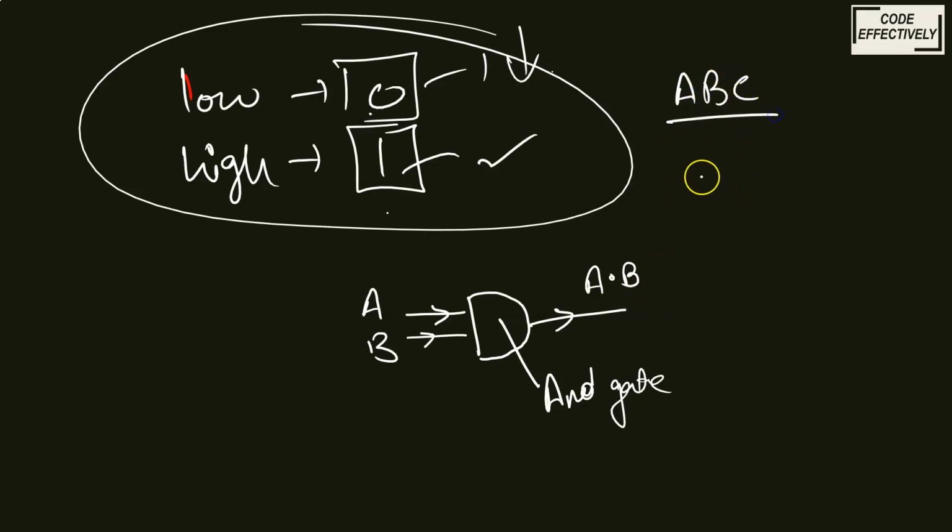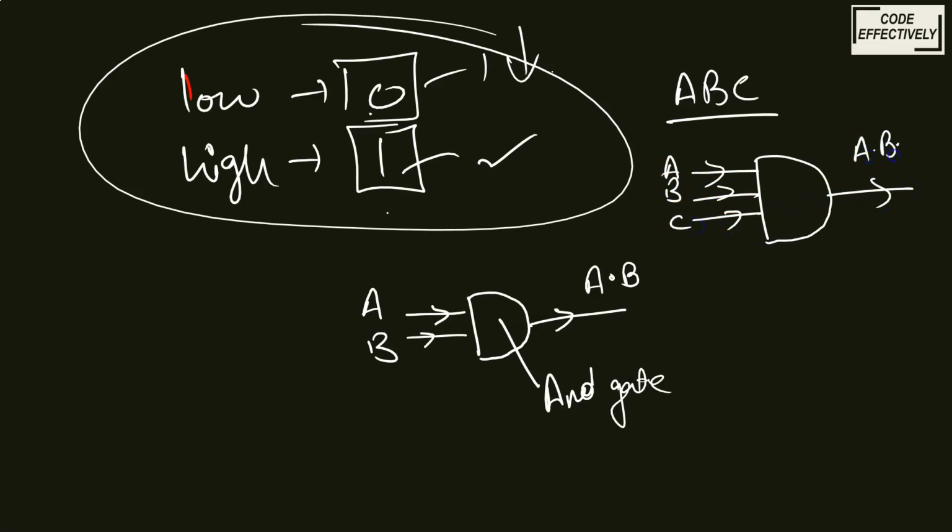For 3 inputs A, B, C, we can draw 3 lines, and then simply your AND gate, and that's your output. But please mention the arrows and the inputs A, B, C, and here you can write A dot B dot C. This means you are using your AND gate.